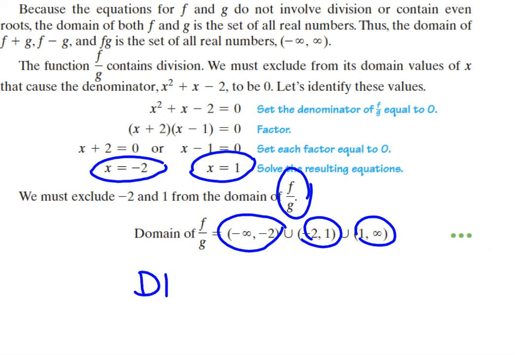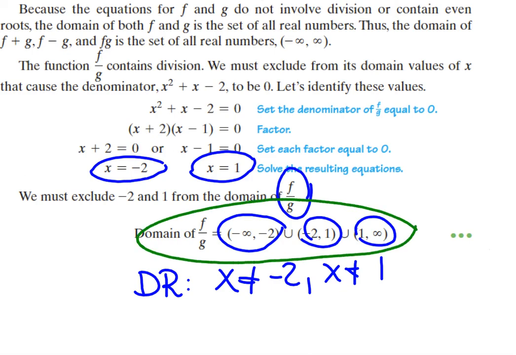We're used to in Algebra 2 just saying the domain restriction is x cannot be negative 2 and x cannot be 1. But this is a little more proper math to write it in this notation. That is our domain restriction when we divide the two functions. So our domain would be from negative infinity to negative 2, or negative 2 to 1, or from 1 to infinity.